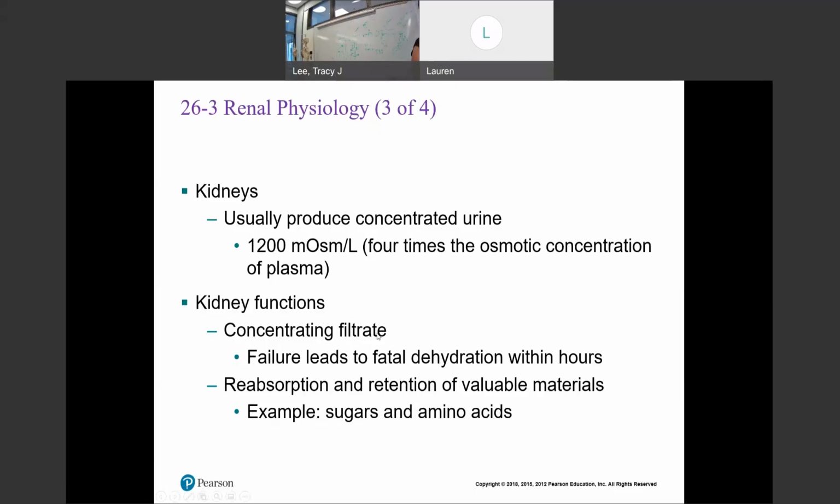All right, we have to concentrate the filtrate. Why? If not, we would fatally dehydrate and die within hours. Because one of the main things that goes into the nephron tubules at the glomerulus is water. Tons and tons of water. If we didn't pull it back out, we'd be drinking gallons and gallons of water just to keep our blood volumes up. We would die very quickly. So one of the main functions of the kidney is to pull all the water back out of the filtrate and put it back into the bloodstream. It seems a little inefficient, but it works.